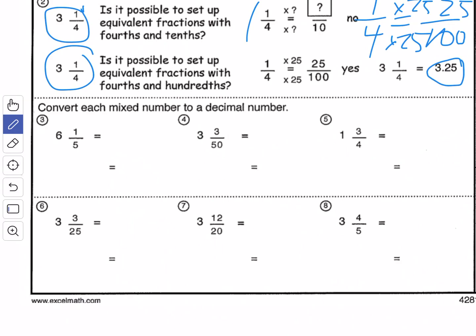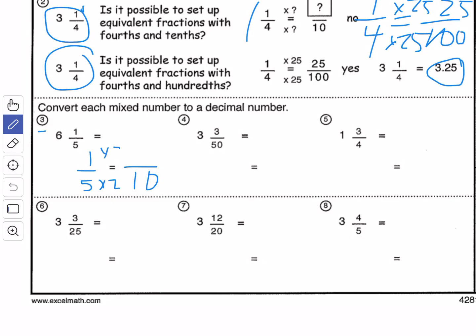Okay, so number 3, 6 and 1/5. What we're going to do is first everybody write 1/5 right there. Now I want you to draw a line over here. We're going to try to change fifths into either tenths or hundredths. So let's start with tenths first. Put a 10 right there. Can I multiply 5 times a number to get 10? Yes, 5 times 2 is 10. Write that on your paper.